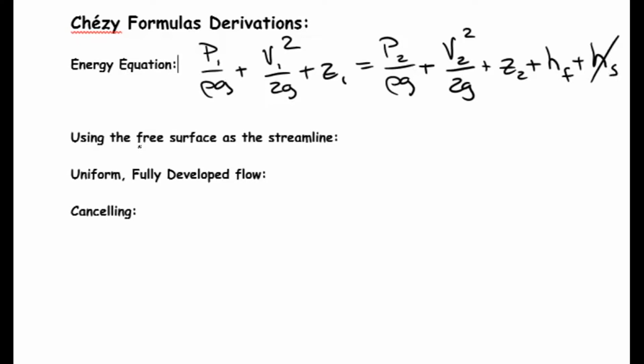In open channel flow, let's use the free surface as our streamline. So always put your 1 and 2 at the free surface, and that means P1 equals P2 equals 0. Yay. Cancel.